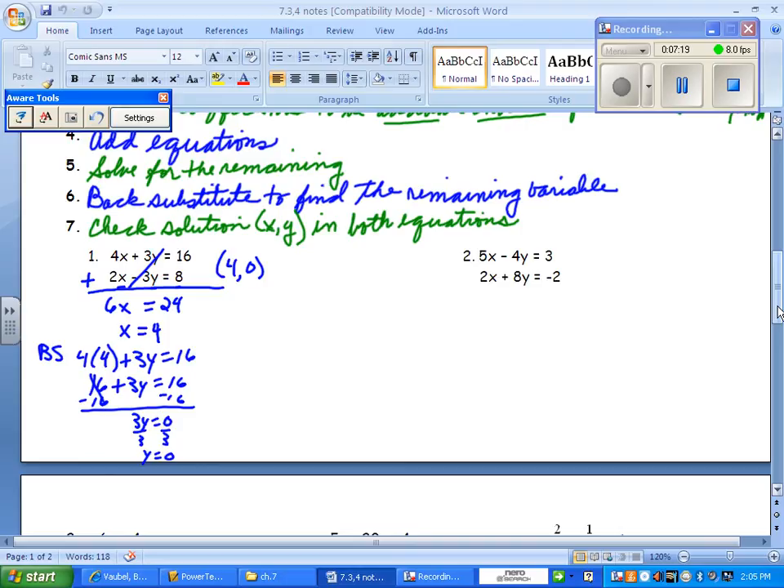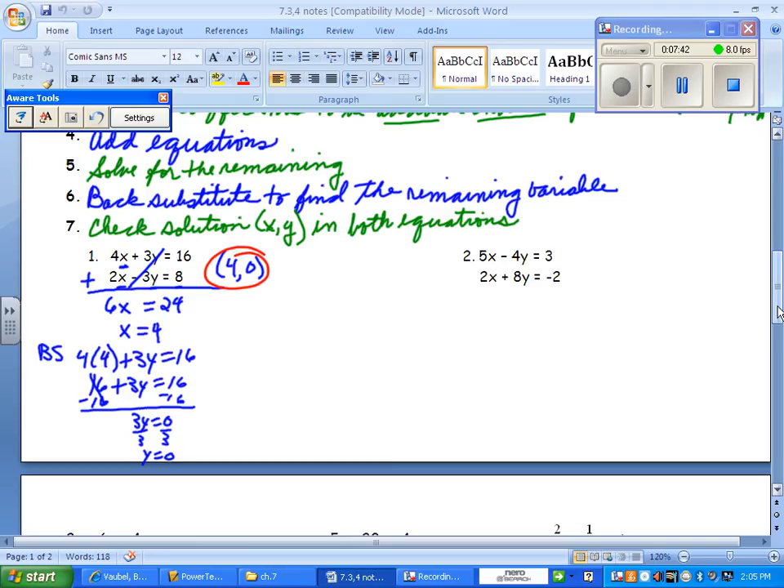Check it into both equations. So if I plug it into the first one, 4 times 4 is going to be 16 plus 3 times 0 is 0 equals 16. That's a check. If I plug it into the second equation, 2 times 4 is 8 minus 3 times 0 is 0. So 8 equals 8. So you're done. And you circle your final answer. Done. Let's do it again.